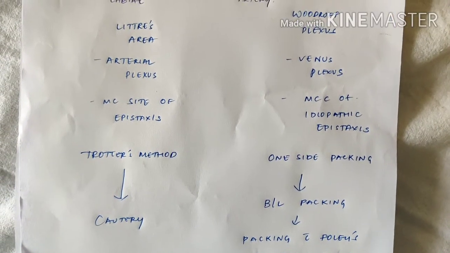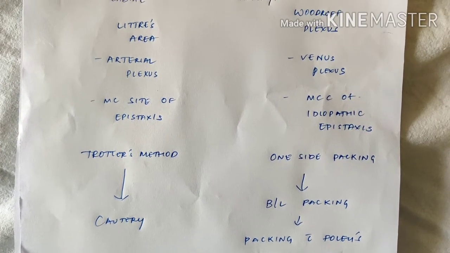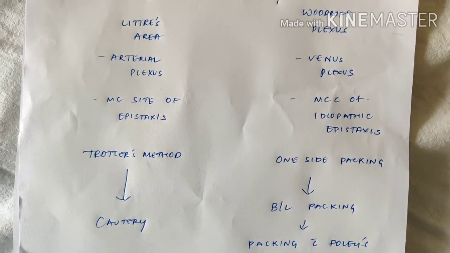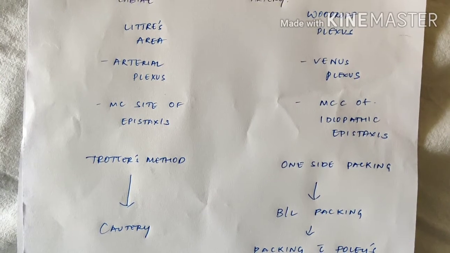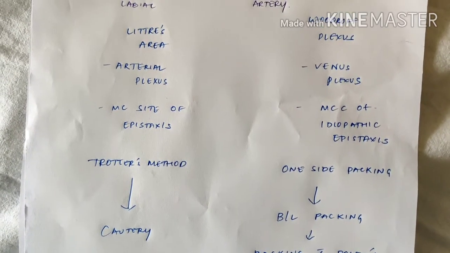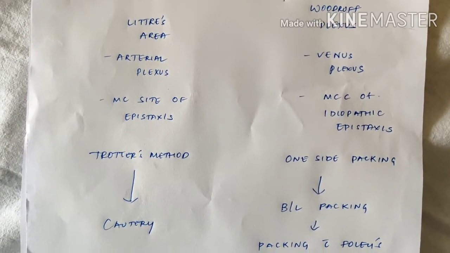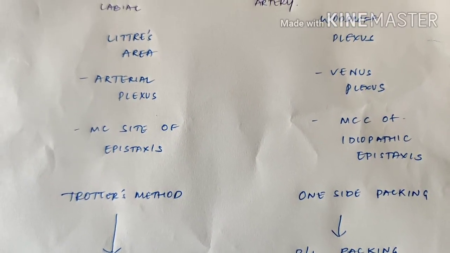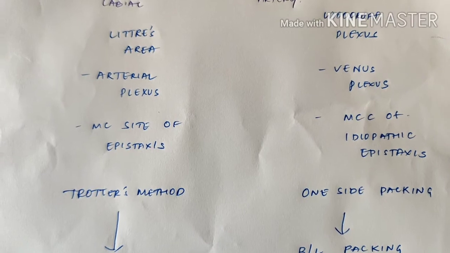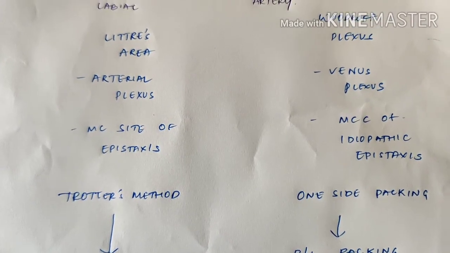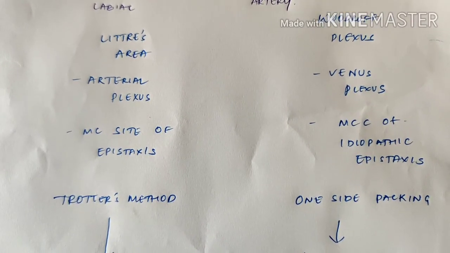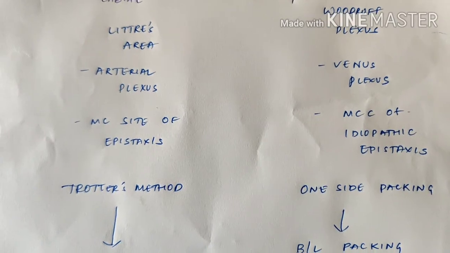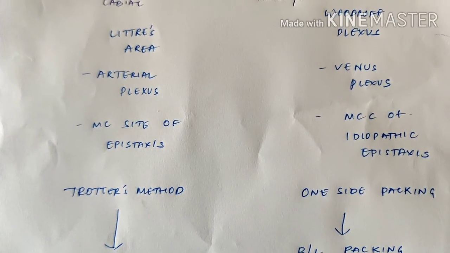Now let's come to Little's area. Little's area is an arterial plexus, formed by arteries, but compared to that, Woodruff's plexus is a venous plexus. Veins form this area. Little's area is called the most common site of epistaxis. Woodruff's plexus is the most common site of idiopathic epistaxis.